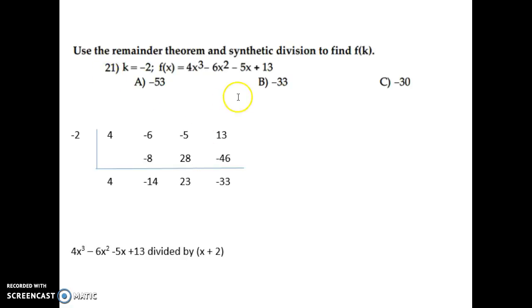For number 1, what we're trying to figure out is f of k. So k is negative 2 here. And to figure that out, we're going to use the remainder theorem and synthetic division.